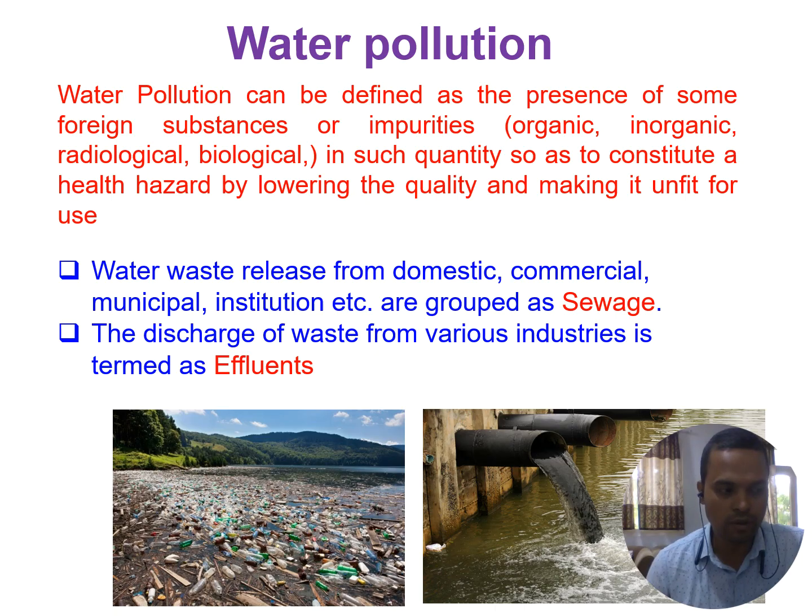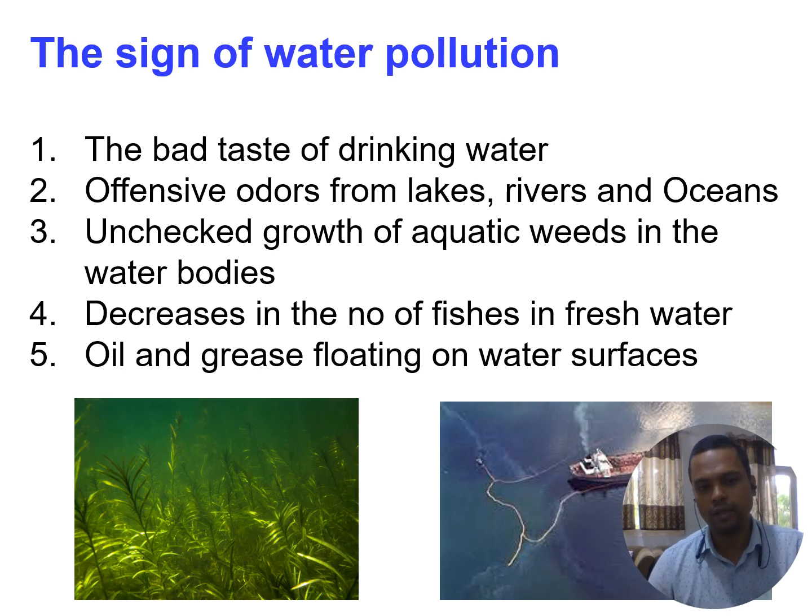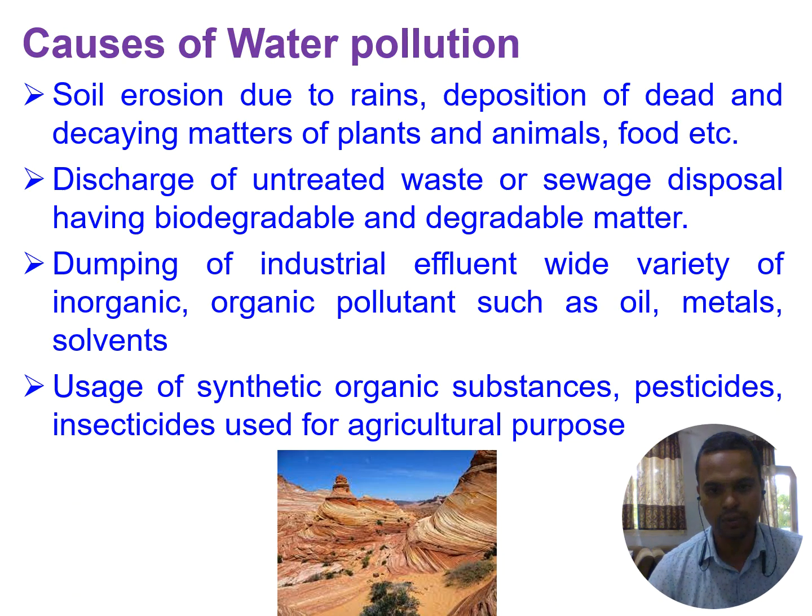There are two different kinds of polluted water we know. One is sewage, which comes from domestic or municipal areas. The other comes from industry, and we call it effluent. Then the signs of water pollution are the following. You can see that bad taste and bad smell are coming out. You can see floating material, or the formation of weeds, a huge amount of weeds.